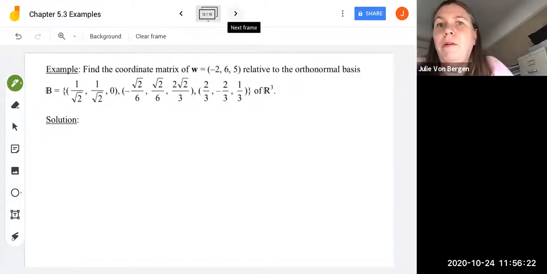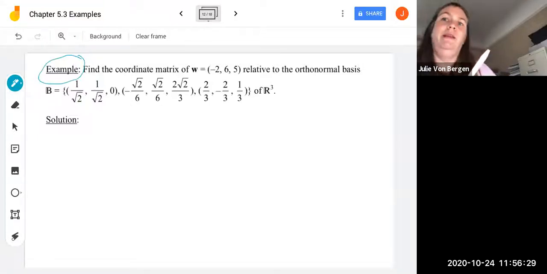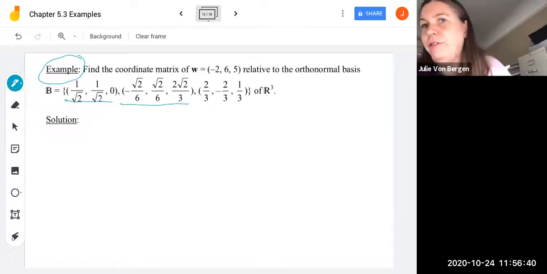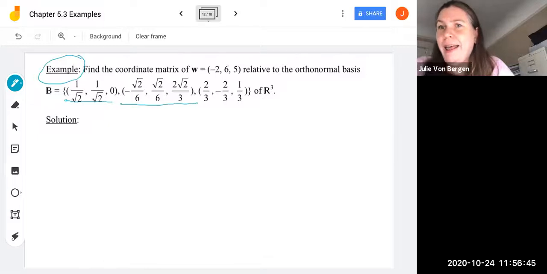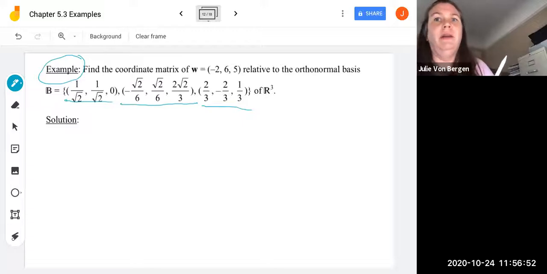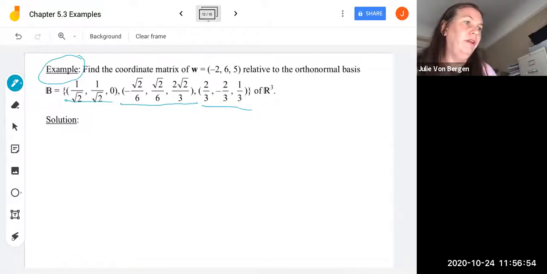Okay, in this example, let's find the coordinate matrix of W, and W is going to be the vector (-2, 6, 5), relative to this orthonormal basis here: (1/√2, 1/√2, 0), (-√2/6, √2/6, 2√2/3), and (2/3, -2/3, 1/3), all in R3. So I'm going to write out this solution for us.